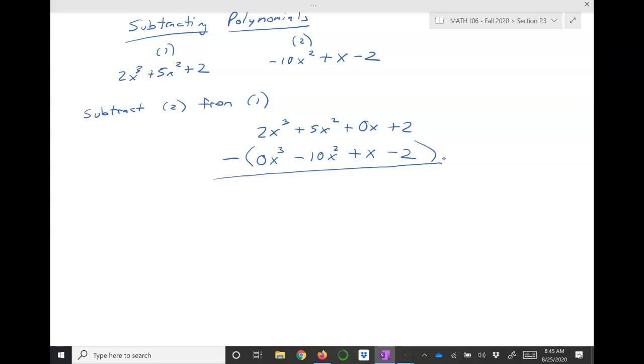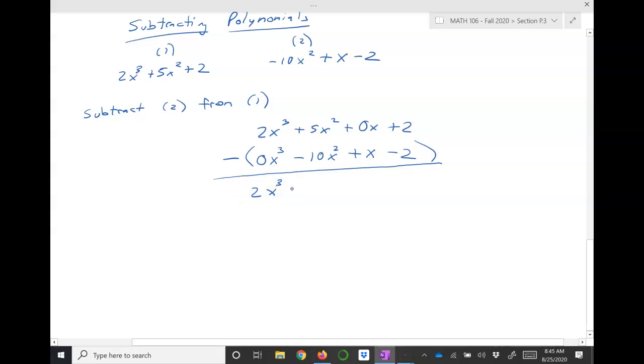Yeah, you have to distribute it through each term, right? So each term in that second polynomial, the signs just flip. They change, right? All right, so the first one doesn't matter because it's 0x cubed. So it's 2x cubed minus 0x cubed. So my final x cubed term is still 2x cubed.